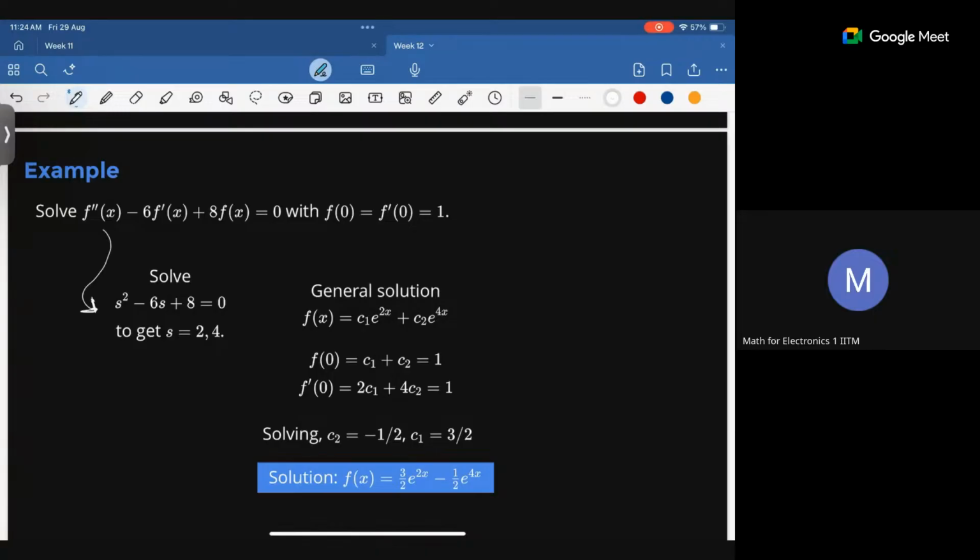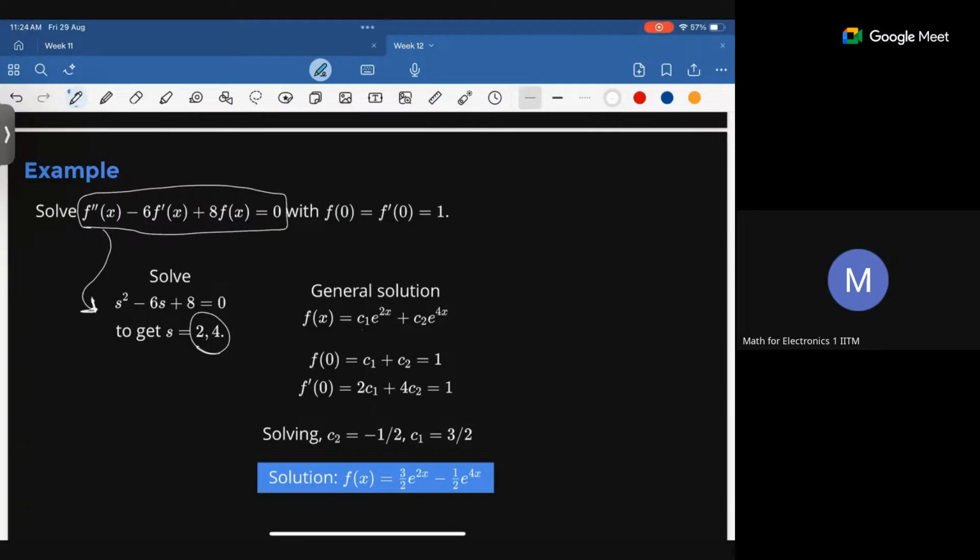All you can do is, from the given homogeneous equation, replace f double prime of x with s square, f prime of x with s, and f of x with 1. If you do that, you will get the resulting characteristic equation, which is s square minus 6s plus 8 equals 0. All you have to do is solve the quadratic equation, and we get 2 and 4 as the roots.